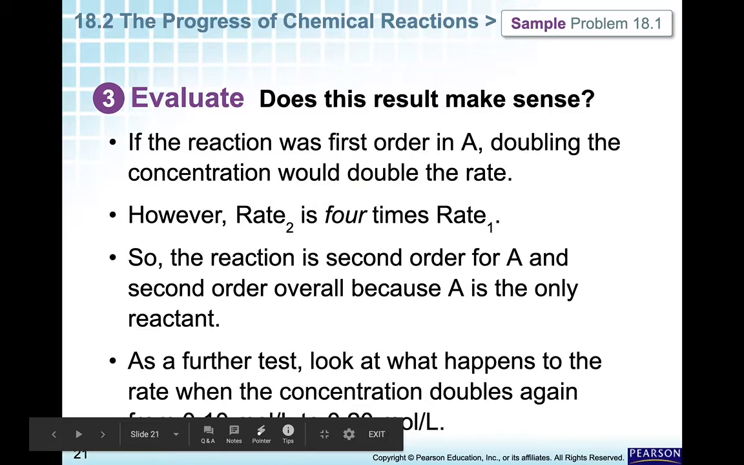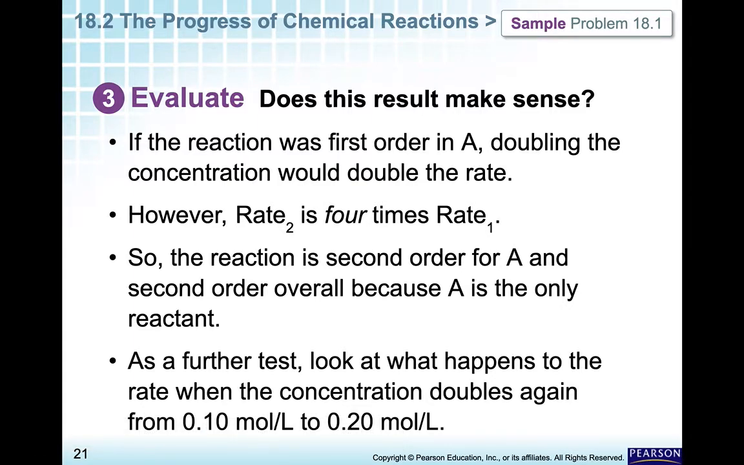And check your results. Make sure they make sense to you. We know that this reaction wasn't first order because if it was first order, the rate would have been directly proportional to the concentration. If it was first order, then the concentration doubling would have meant that the rate doubled. So we know it's not first order because the rate quadrupled. It was 4 times the first initial rate.